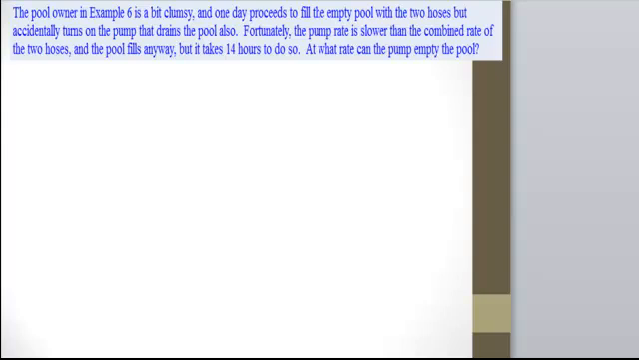Wow. So in that previous problem, it took 6 hours to fill it. This time it took 14 hours. That means he wasted 8 hours of water. Okay, at what rate can the pump empty the pool? So we still know that the combined rate of the two hoses is 6 hours for one job. So we take the reciprocal, 1/6, but this time the water is being taken away at a certain rate that we don't know. So that would be 1/x, because x is what is being taken away from the pool.